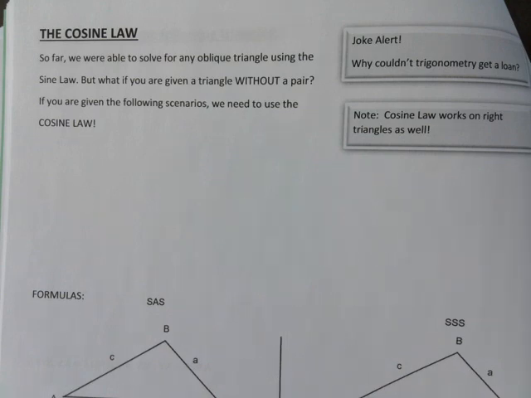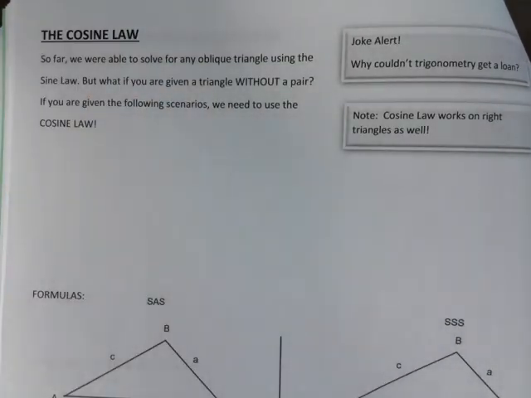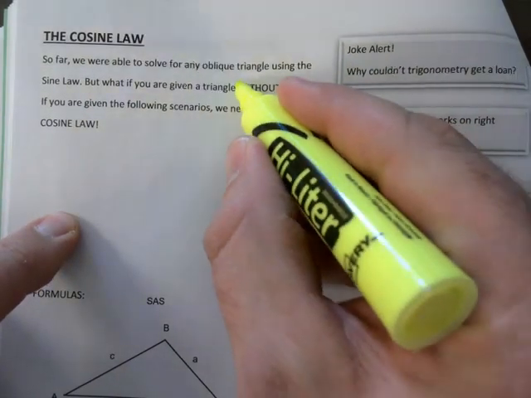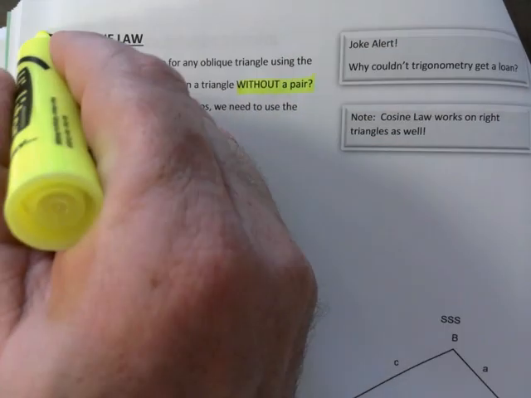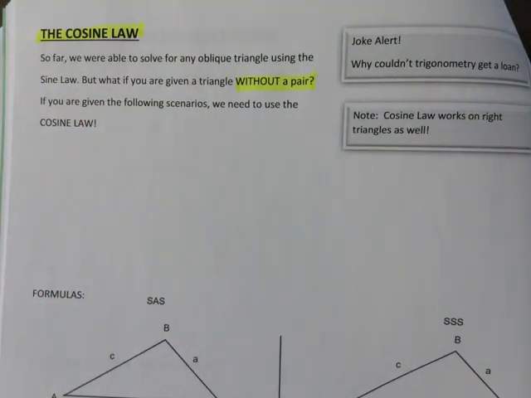Okay, so far we were able to solve for any oblique triangle using the sine law. But what if you're given a triangle without a pair, right? I'm going to show you what to do when you don't have a pair. Well, the answer is cosine law, as you can tell.